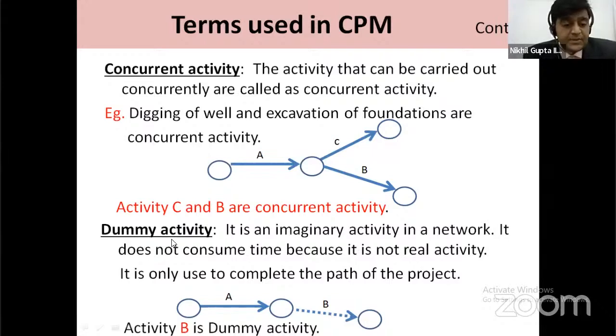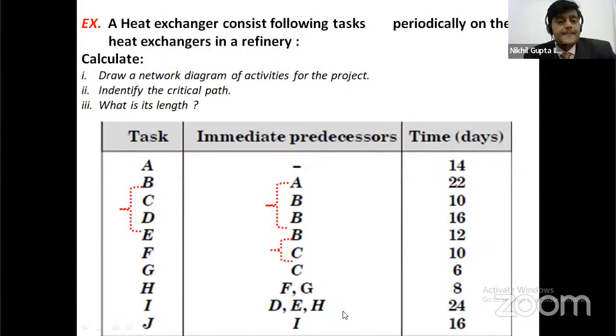Now, the dummy activity. It is an imaginary activity in a network, and it does not consume any time because it is not a real activity. The only use of a dummy activity is to complete the network, and it is denoted by a dotted line. In this network, activity B is the dummy activity.